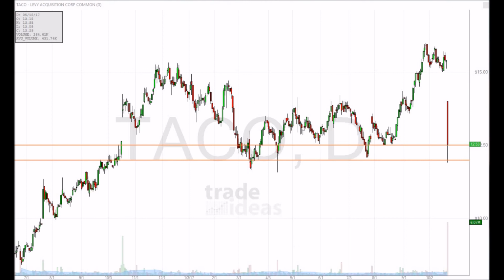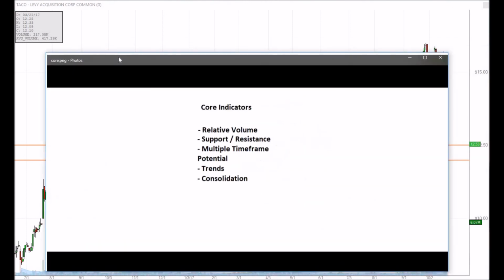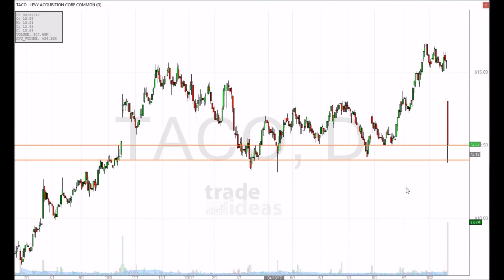Let me move this up. Based off simple indicators that we have here and based off the price action of these charts that we look at every single day.